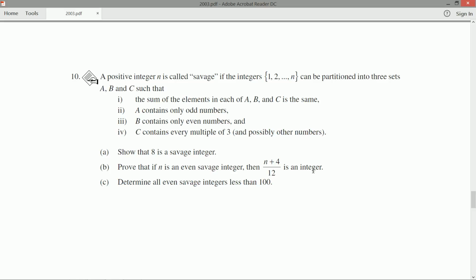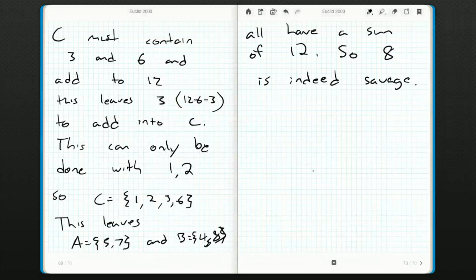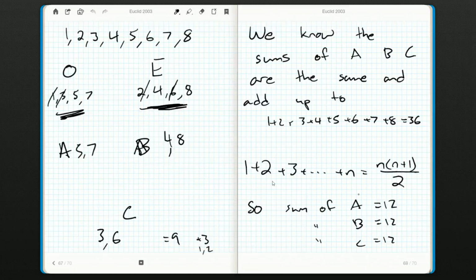So I've already said that n or n plus 1 has to be a multiple of 3. And the reason for that is if n were savage, then the sum of all the numbers would be n times n plus 1 over 2, but that needs to be split evenly amongst A, B, and C, so this has to be a multiple of 3. So that means either n or n plus 1 is a multiple of 3, because 3 is prime. And so that would certainly help us.